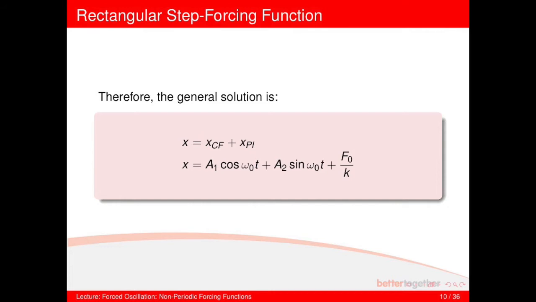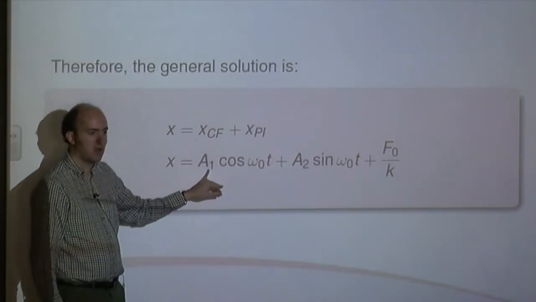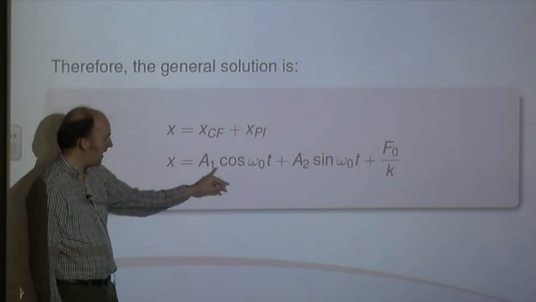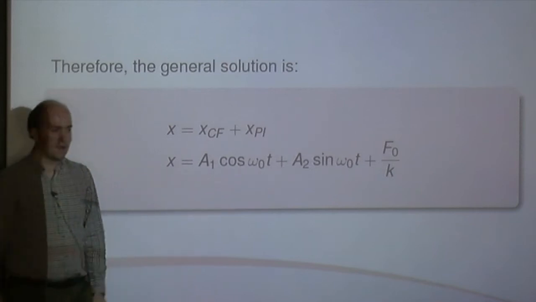Now this is called the general solution. And it's general because it doesn't matter what your initial conditions are, since you've got these arbitrary constants in. Depending on your initial conditions, you can find A1 and A2, but it will always be in this form.